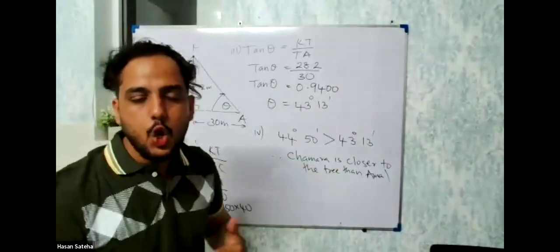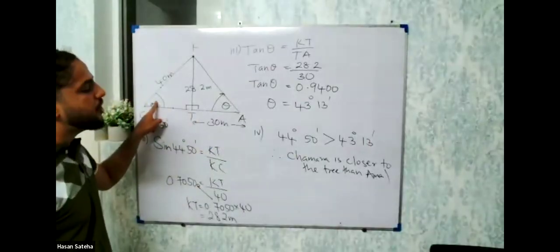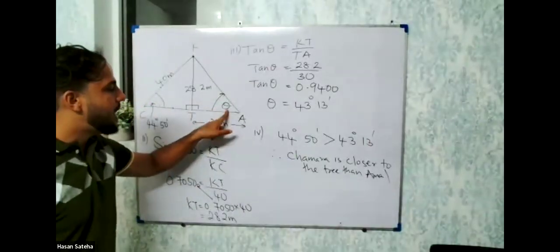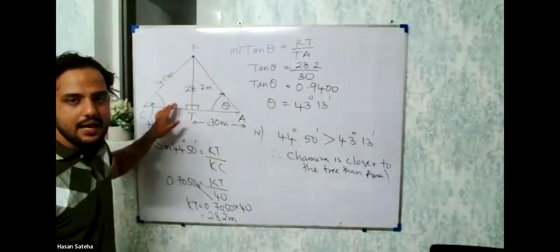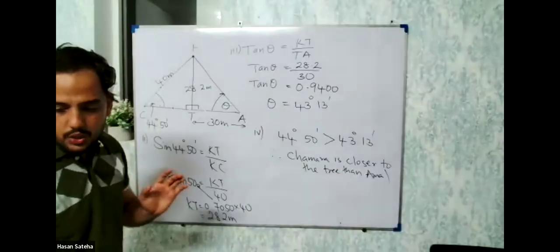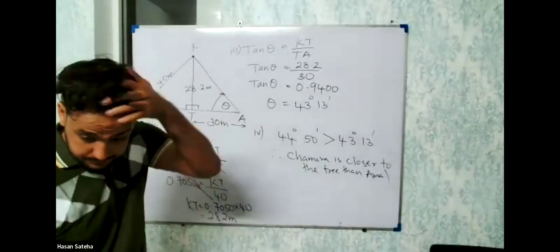The larger the angle, the closer the person is to the building. Chamara has an angle of 44 degrees 50 minutes, while Amal has an angle of 43 degrees 13 minutes. So he has a larger angle, then this person must be closer to the building than Amal. That is one way to think of. Is that clear, Yusri?